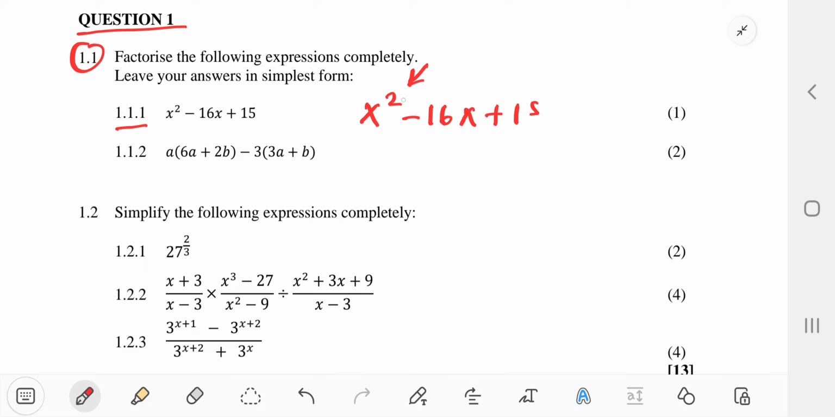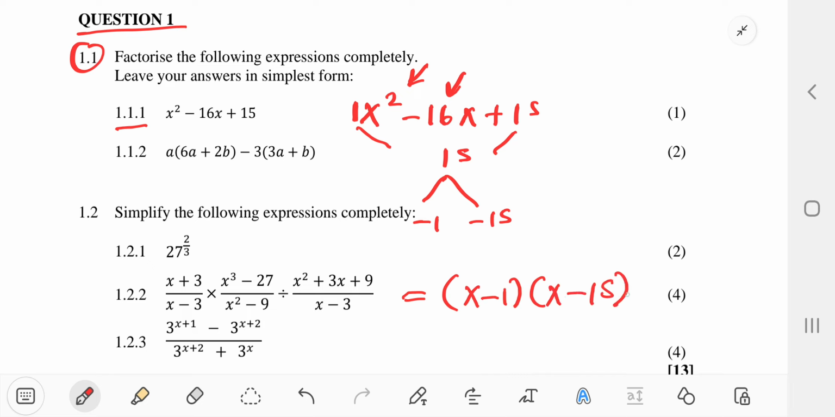Since the highest degree is 2, it means we have a quadratic expression. The coefficient of the x squared term is 1. So we say 1 multiplied by the constant, and then we get 15. Now let's look for two numbers that will give us the product of 15, but the sum of the middle coefficient, which is negative 16. So we have negative 1 and negative 15. When you multiply them together, you get positive 15. When you add them together, you get negative 16. So this is (x minus 1)(x minus 15). And then we get 1 mark.